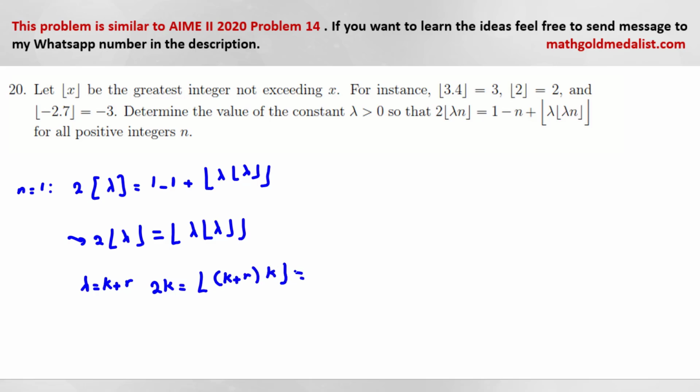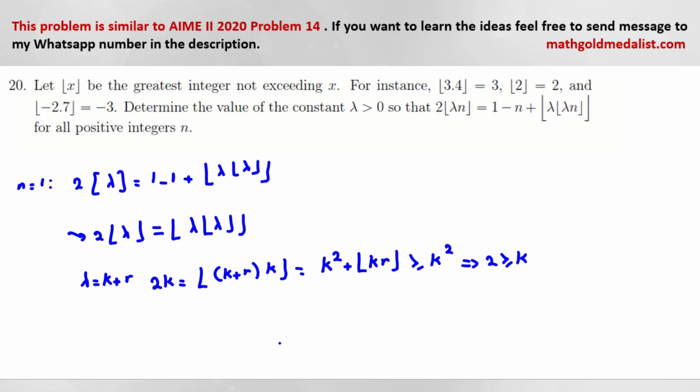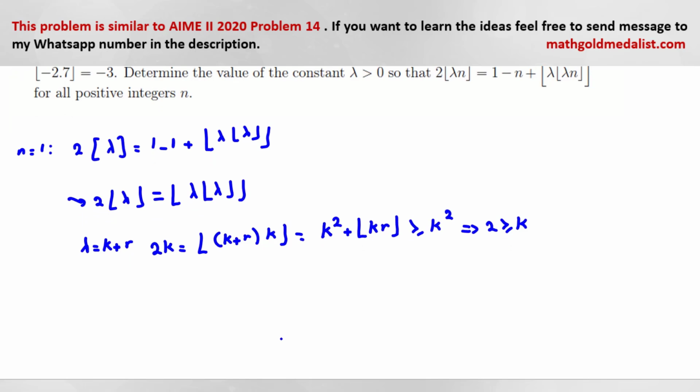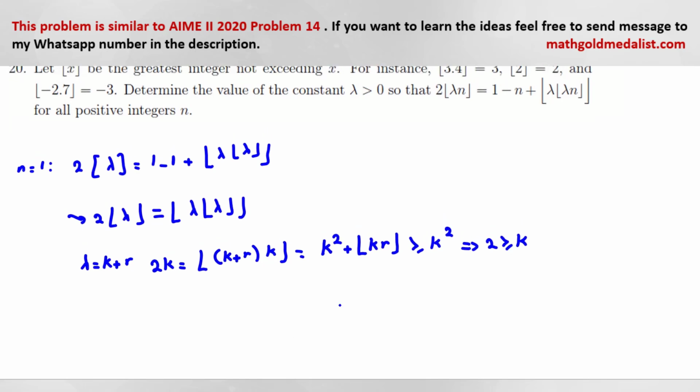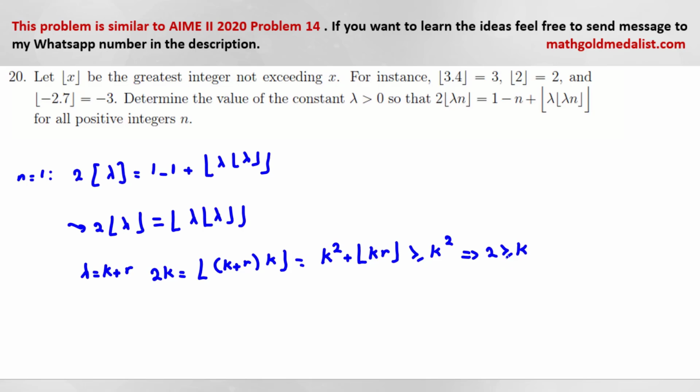And from the GIF of k plus r times k, you can make that k squared plus GIF kr. And then, which is greater than or equal to k squared, right? Yeah, so 2 is greater than or equal to k, right? Okay, then what? And then, I know k is 1 doesn't work. So because k is less than or equal to 2, let's focus on the integer part. It says lambda is greater than 0.